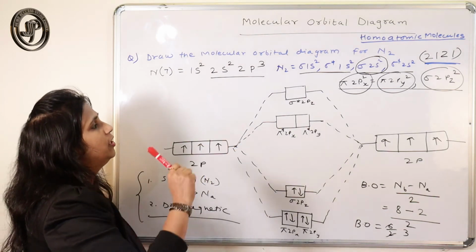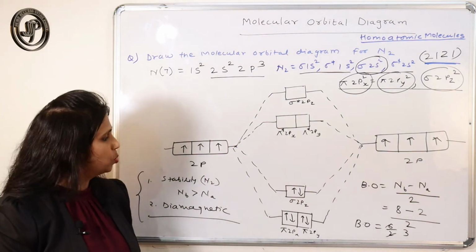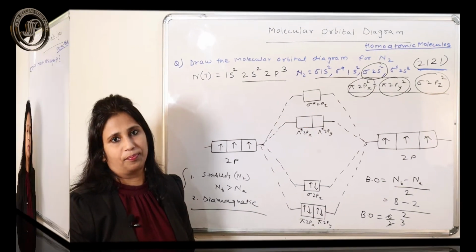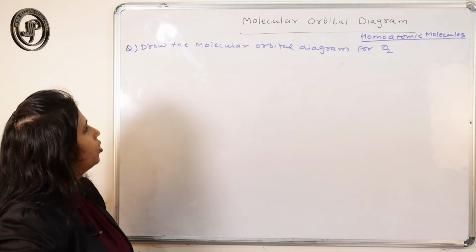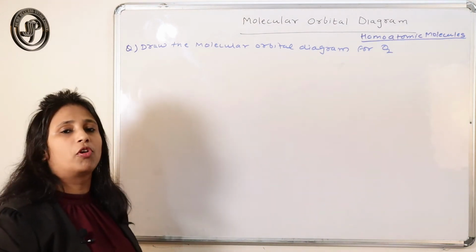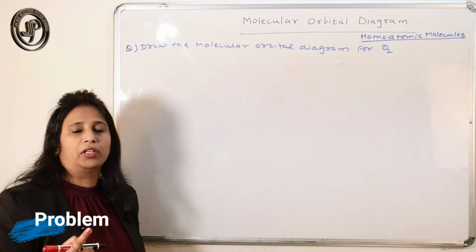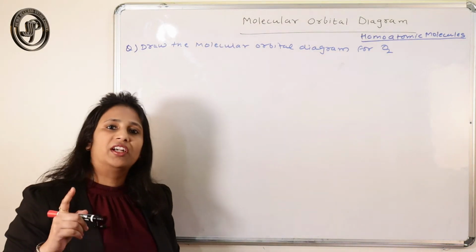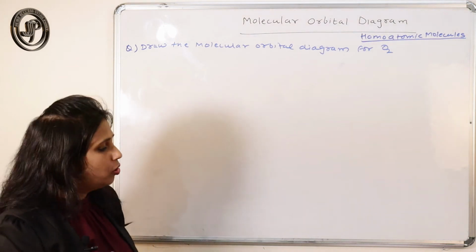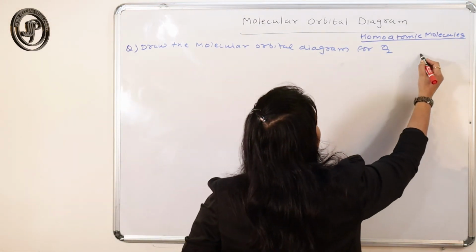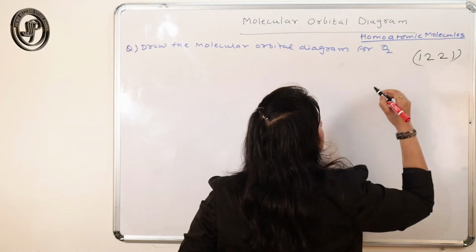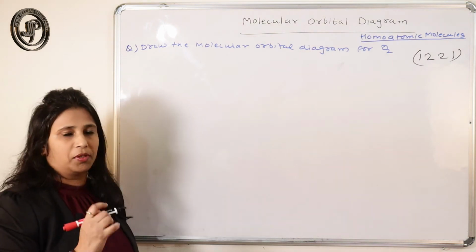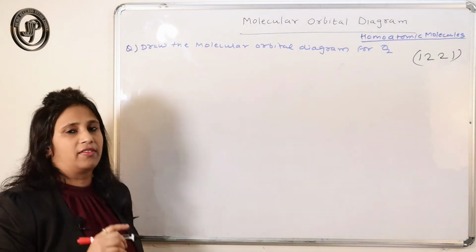For that we need to use the rule 2 1 2 1 2 1 2 1 and then fill the electrons accordingly and just count them. So draw the molecular orbital diagram for O2. For O2 we know the number of electrons is 16, which is more than 14. So if it is more than 14, remember we use the rule that is not 2 1 2 1, it is 1 2 2 1. 1 2 2 1 is the rule if the electron count is more than 14.